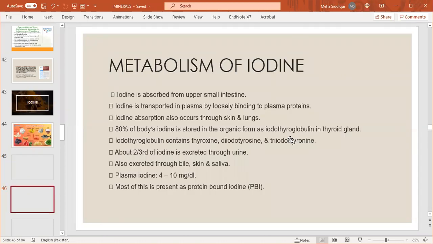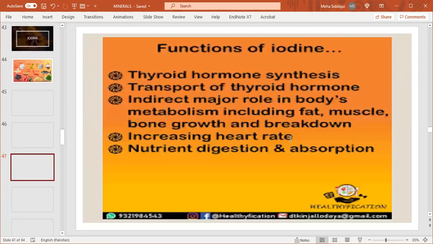Metabolism of iodine. Iodine is absorbed from the upper small intestine. Iodine is transported in plasma by loosely binding to plasma proteins. Iodine absorption also occurs through skin and lungs. 80% of the body's iodine is stored in the organic form as iodothyroglobulin in the thyroid gland. Iodothyroglobulin contains thyroxine, diiodotyrosine, and triiodotyrosine. About 2/3 of iodine is excreted through urine, and also through bile, skin, and saliva. Plasma iodine concentration is 4 to 10 microgram per deciliter. Most of this is present as protein-bound iodine.